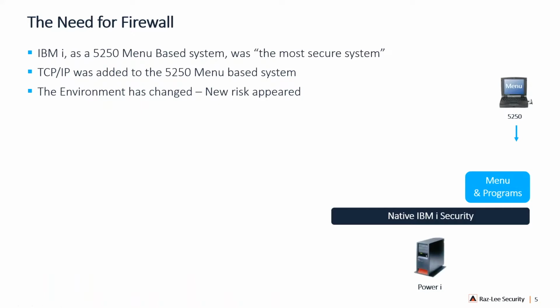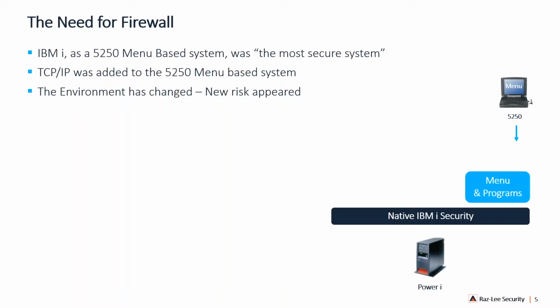So what is the need for a firewall? We all knew and heard that the IBM I is the most secure system. Yes, this was true in the days of 5250. When I mention 5250, I mean either terminals or emulations for 5250. So in those days, it was simple. On the terminal or the PC running the emulation, we had a menu. The menu led us only to activate those options which we were allowed to.